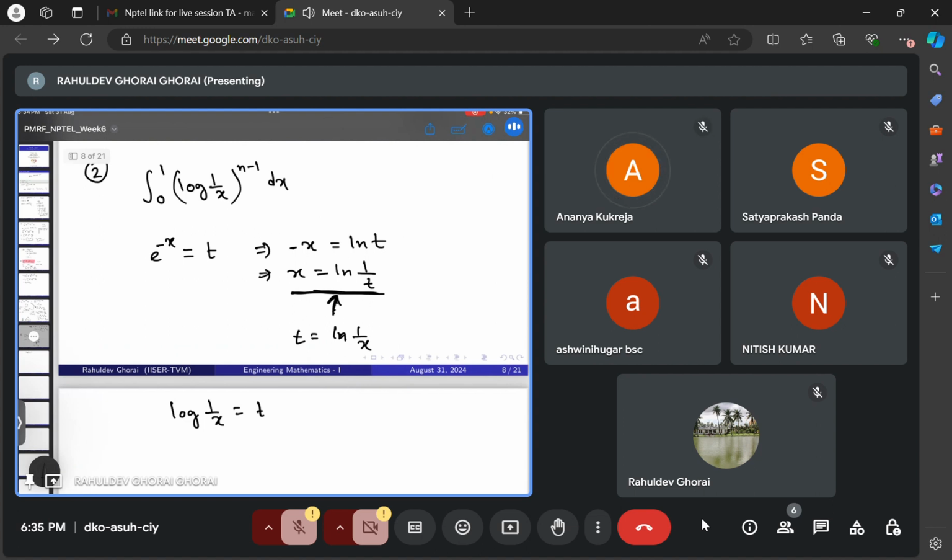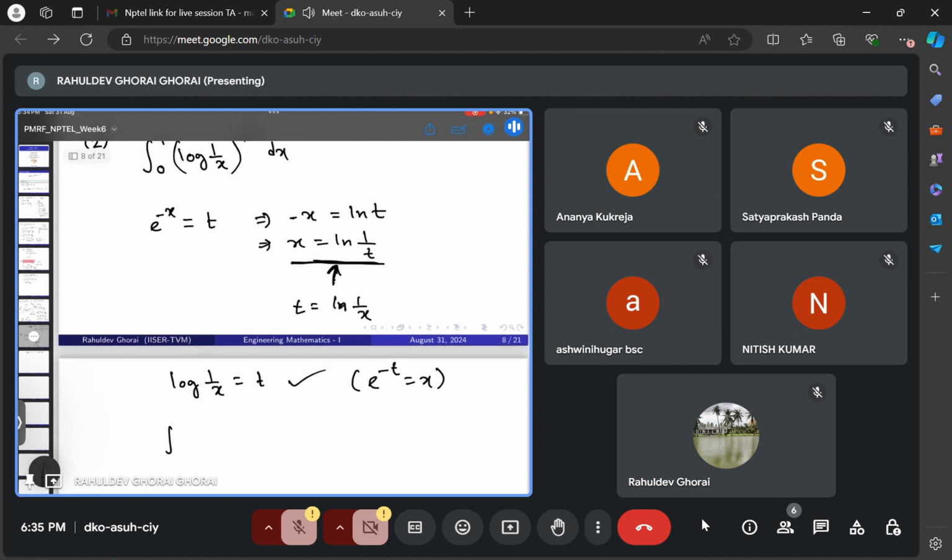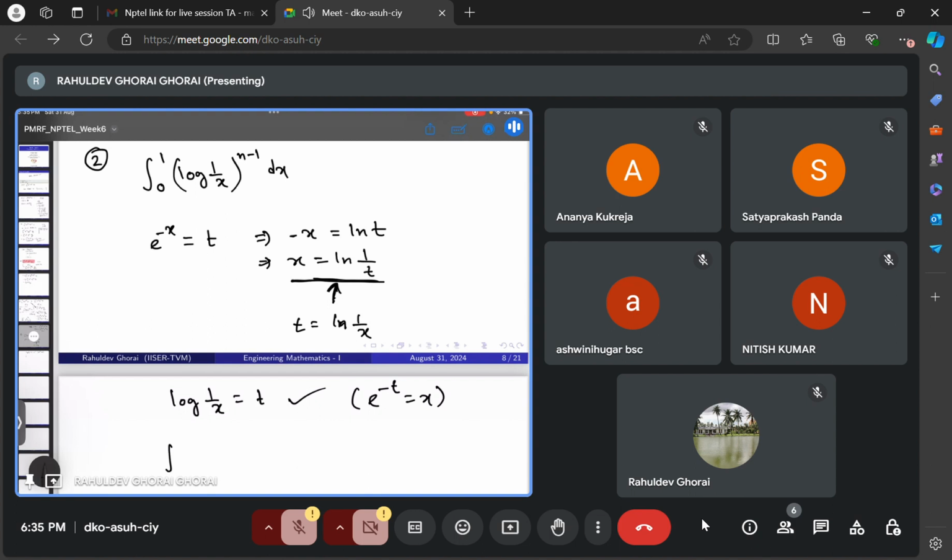So anyway, log 1 by x equal to t if you assume, or e to the power minus t is equal to x, then what happens? So first of all, the limit: what will happen when x equals 0? So what is the limit when x equals 0? It goes to, it blows up, right? It is infinity. What do you say? So how do you change the limit first of all?